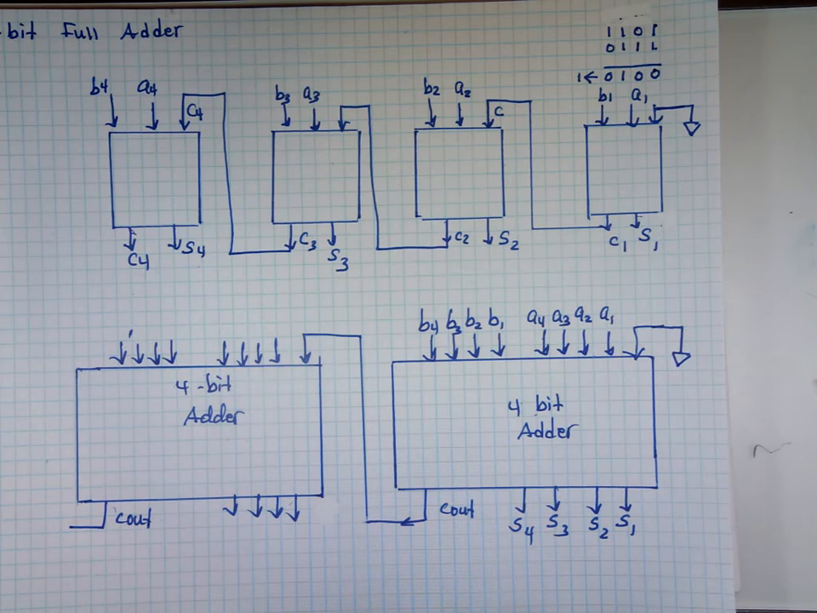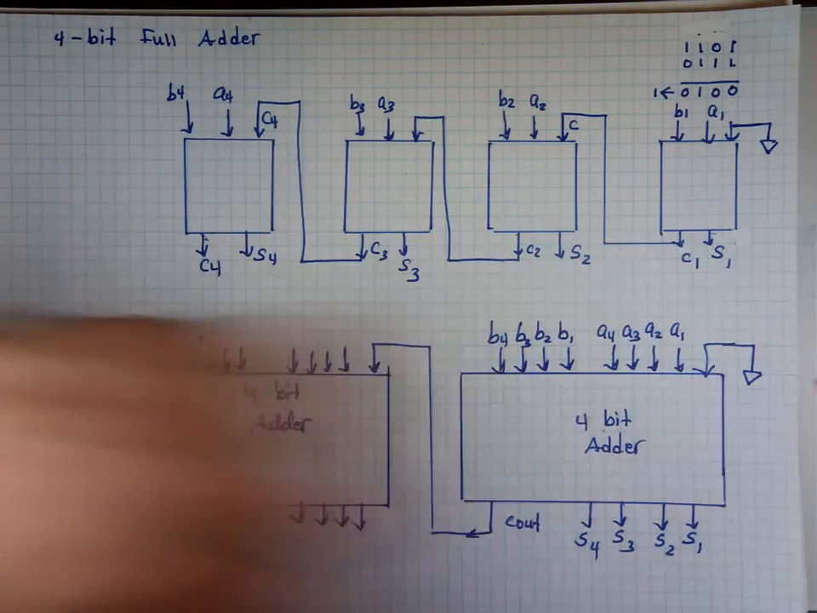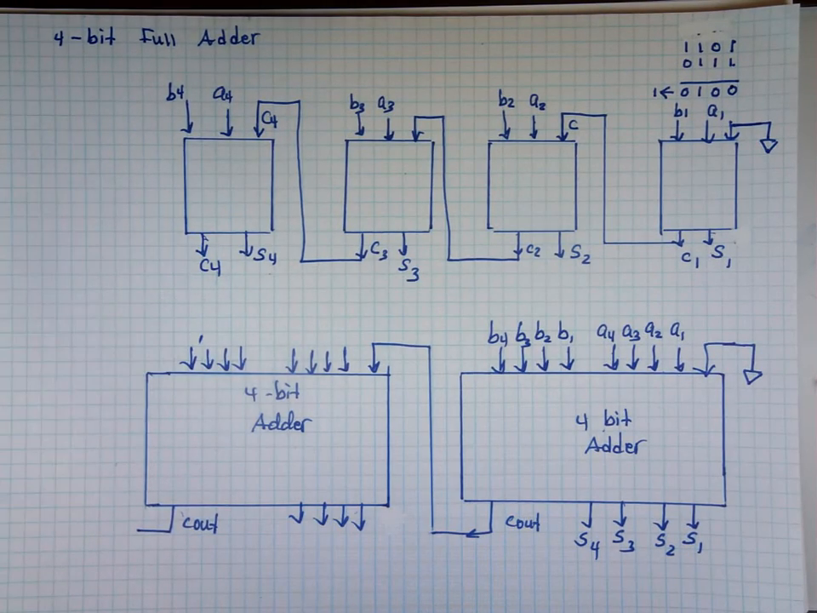You want to do a 12-bit? You get another one of these, attach this to that one, and repeat the process. You want to have a 16-bit, you get 4 of them.